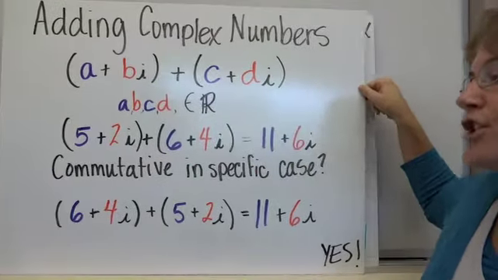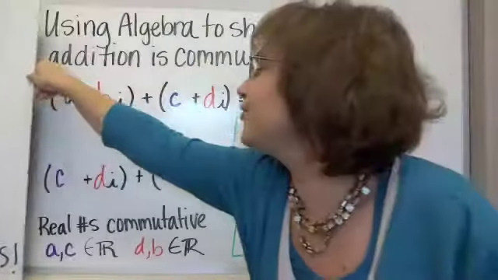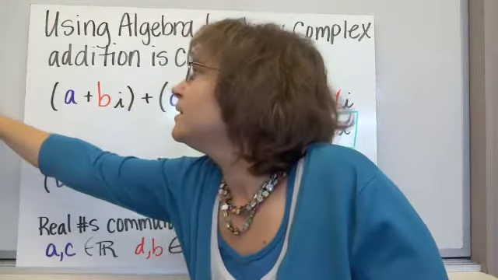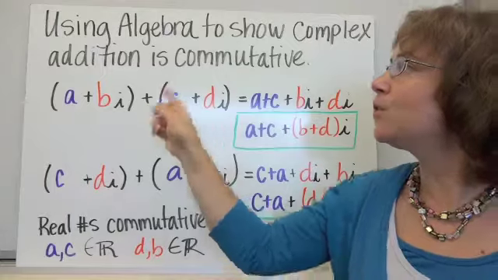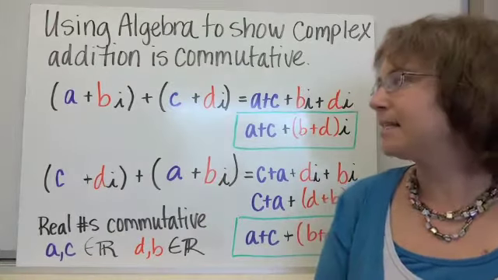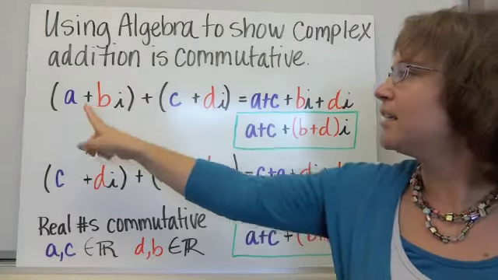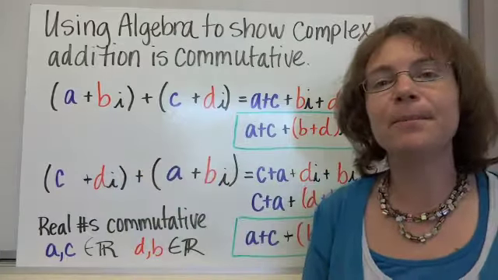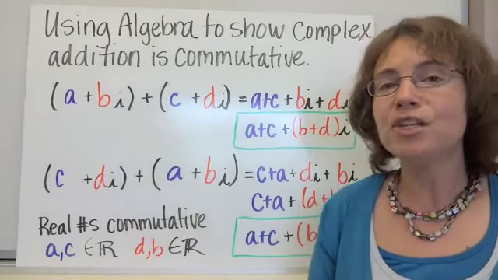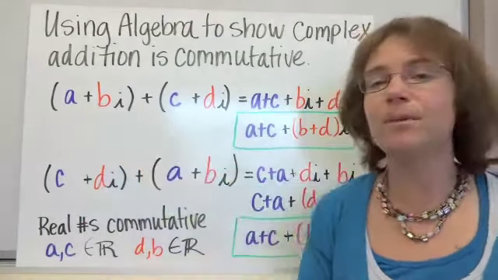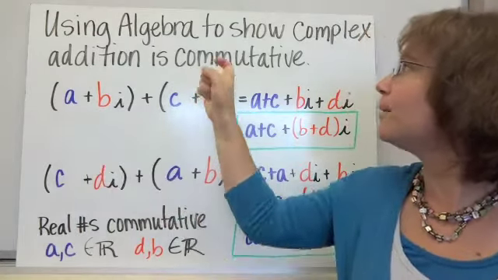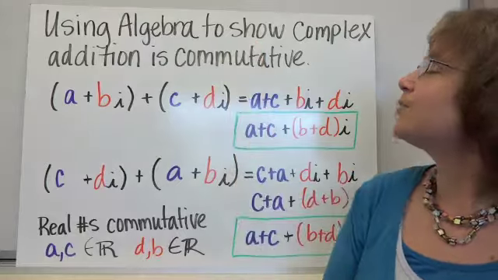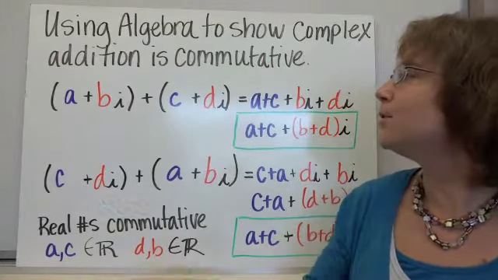Now let's look at a more general case, a real algebra case. So it may have worked for that instance, but we can prove it's going to work for every complex number. And the way we can do this is we're going to use variables in place of those numbers. By doing that and saying that these variables belong to our real numbers, we can show this is true for all of the complex numbers. So we're going to use algebra to show complex addition is commutative.